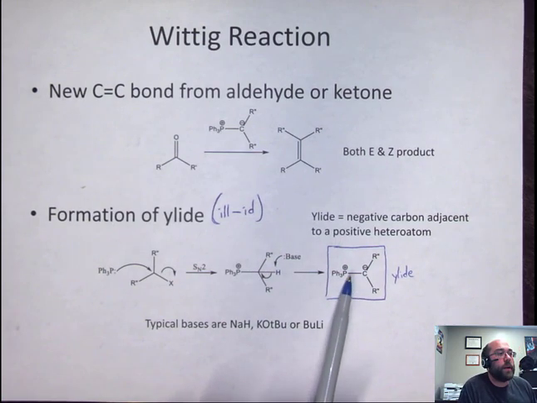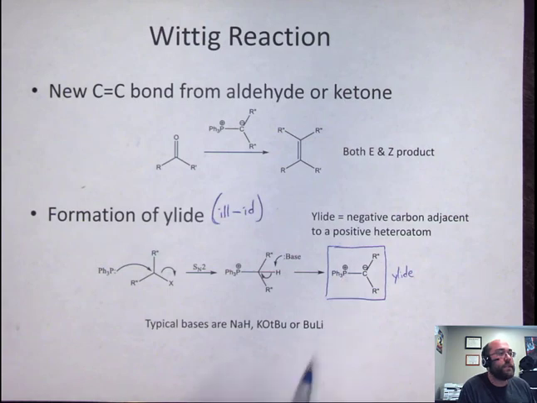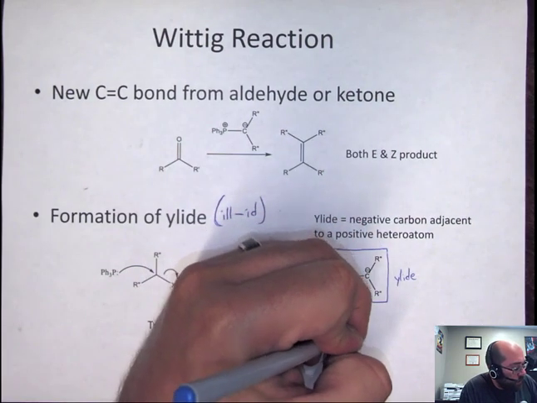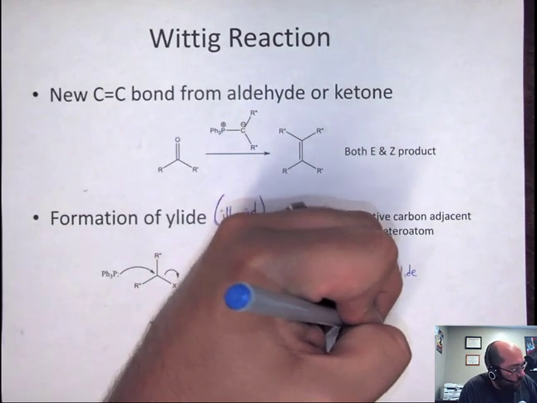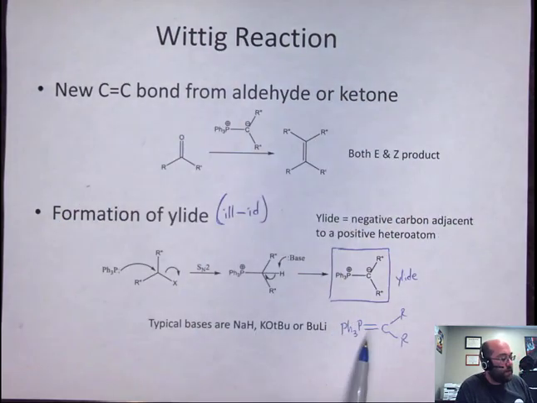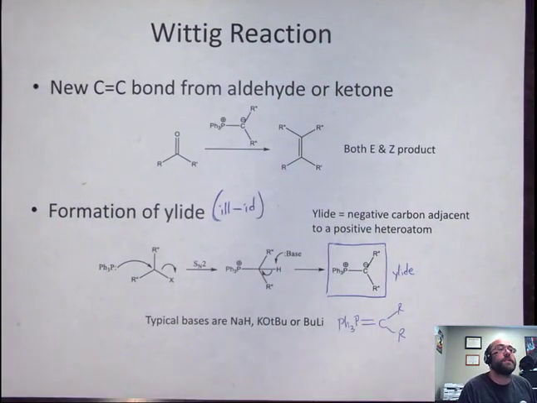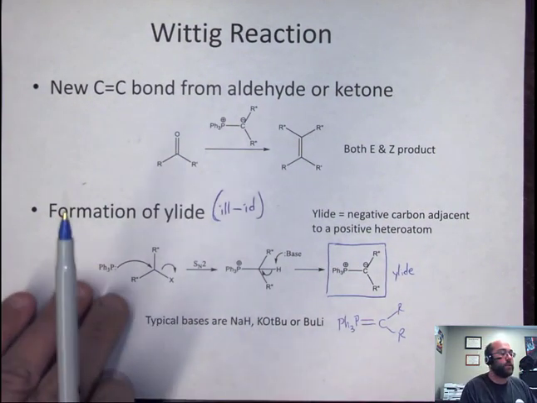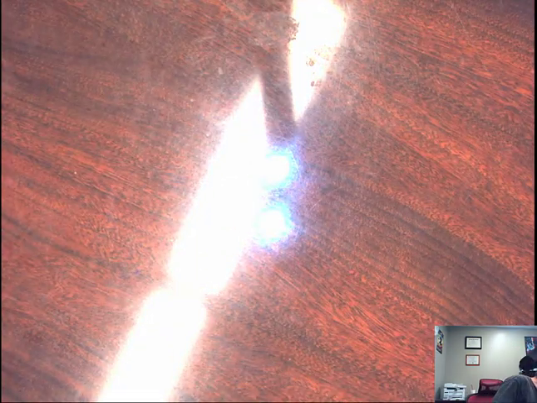Now, one thing to recognize, this is one representation where you have a negative carbon and a positive phosphorus, but you can also see a double bond between that phosphorus and carbon as well. So both of those are the same reactive species. All right, so don't get them confused.